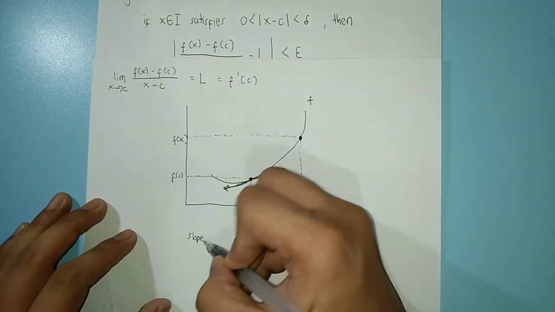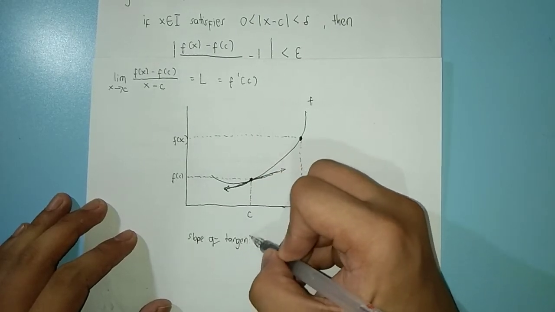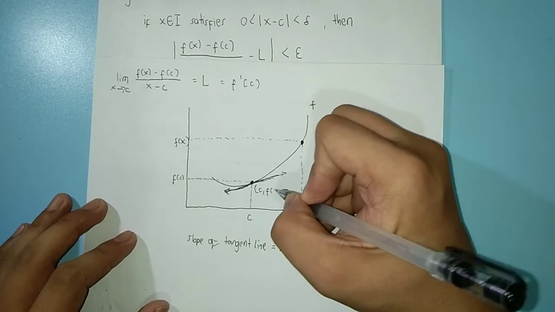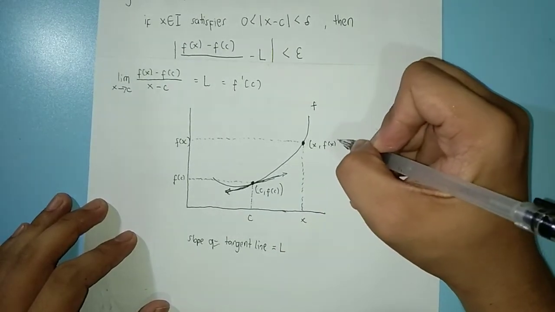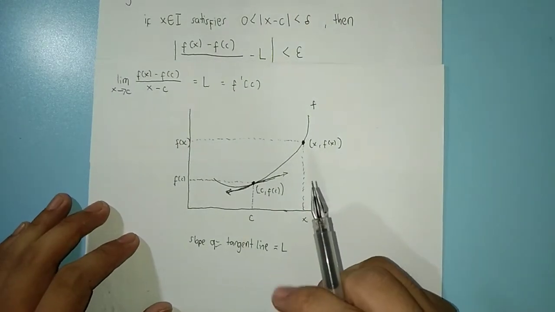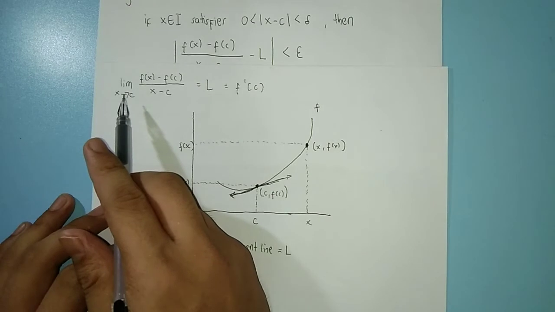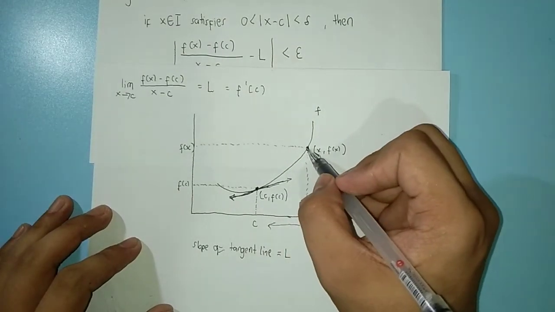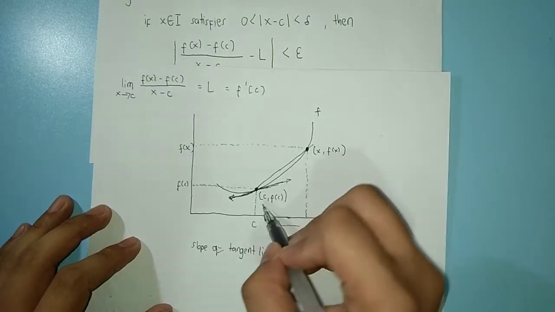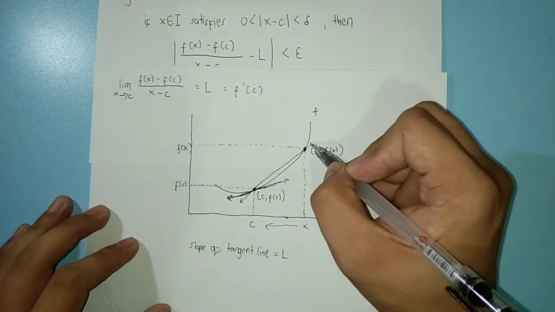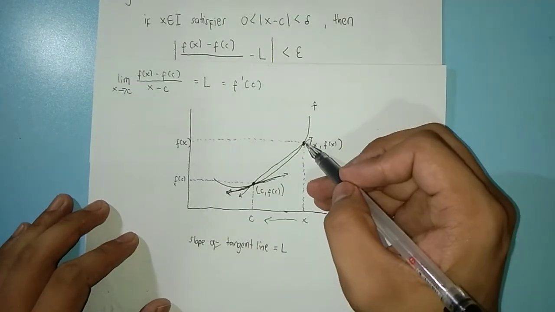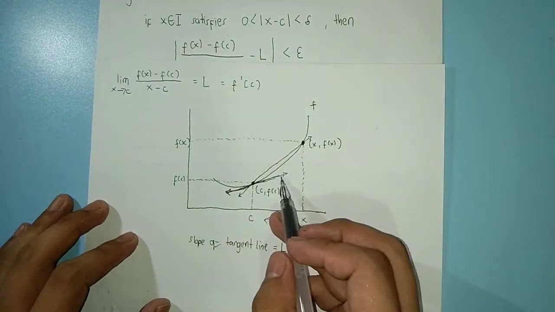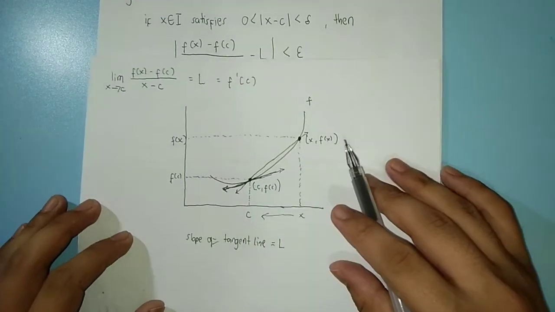Then the slope of the tangent line, let's say this is L. So this point is C, f of C, and this is x, f of x. The definition of the derivative in terms of limit says that when you approach x to C, so when we approach this here, there is a second line here, passing through this point and this point. When x approaches C, the slope of that second line approaches the slope of the tangent line. Okay? So that's the simple geometrical interpretation.